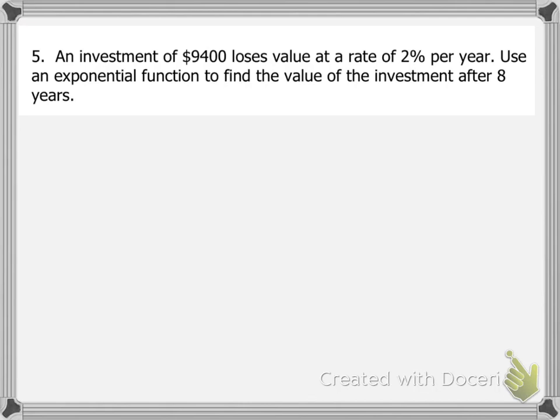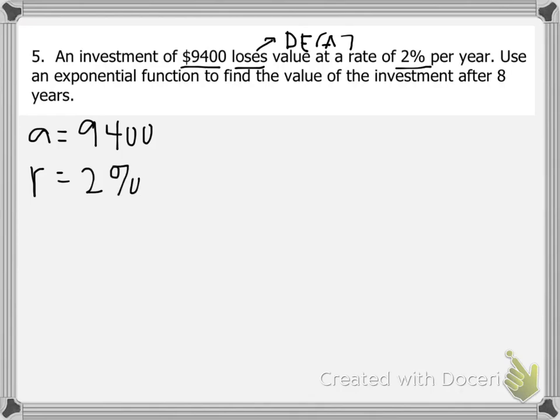An investment of $9,400 loses value at a rate of 2% per year. Use an exponential function to find the value of the investment after 8 years. Okay, so I've got my $9,400, so that's my initial amount. It loses value, so loses means that this is going to be decay. Okay, 2% per year, so that's my rate, and 2%, remember we changed to a decimal, so 0.02. And then use exponential function to find the value of the investment after 8 years, so my time is going to be 8.